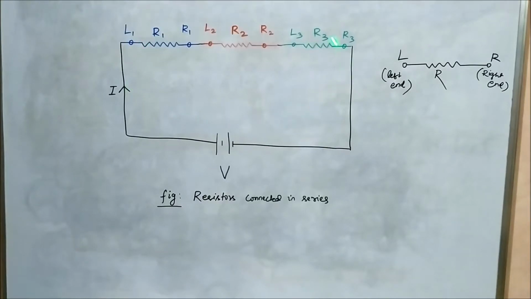So now let us derive the equivalent resistance of this series combination of resistors. Okay, let's see.